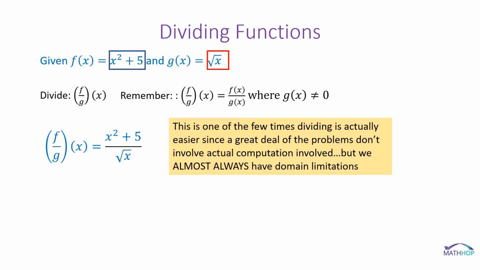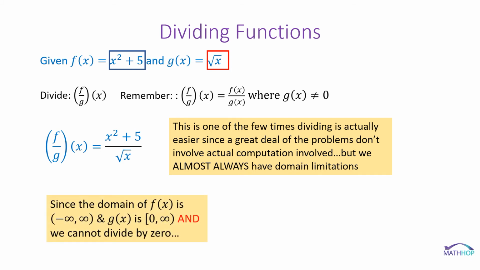There's almost always a denominator limitation, but we save ourselves a little work in that we don't have to compute this. So let's talk about that domain limitation, okay? The domain of f of x was all real numbers. That wasn't causing us any grief. We don't even have to think about it. But the domain of g of x was from 0 to infinity, where 0 was included.